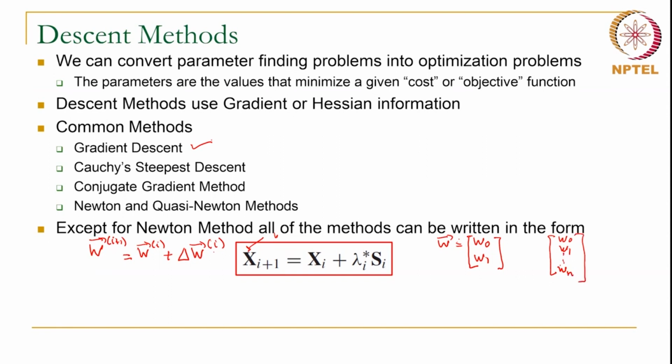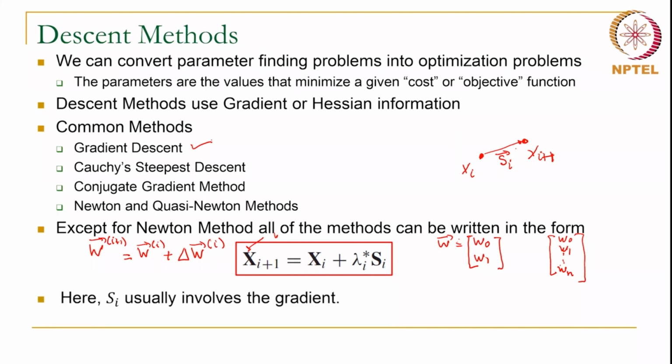Now, being a vector, it has two things. It has a magnitude and it has a direction. Okay? So you say that it has some scalar multiplying the actual direction. Okay, so the direction is S. So these are called descent methods. These descent methods work in a particular way. If you are somewhere in an n-dimensional space, at the location i, you want to go to the location i+1 in the direction S, multiplied by a magnitude lambda. Okay. Now, what gradient descent does and what all general descent methods do is S_i. This S_i that I am talking about usually involves the gradient.